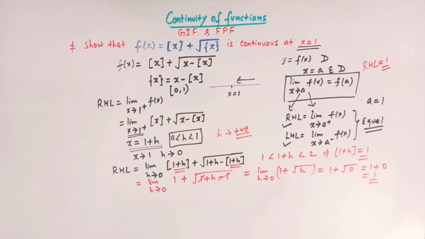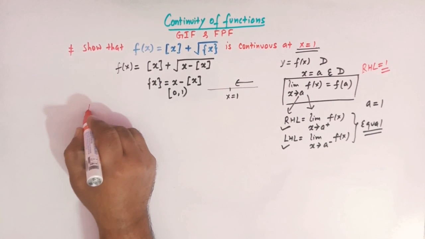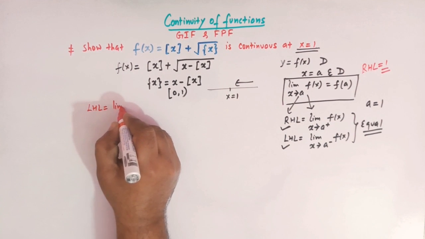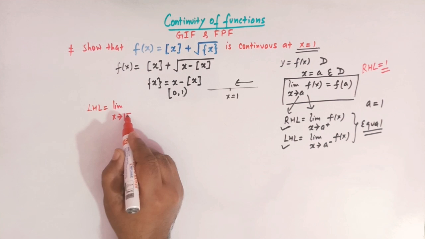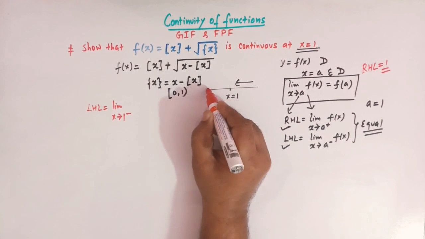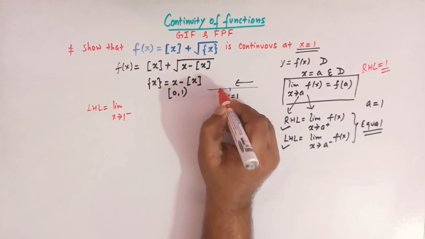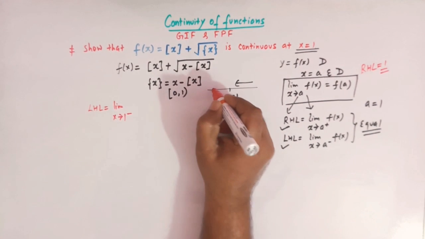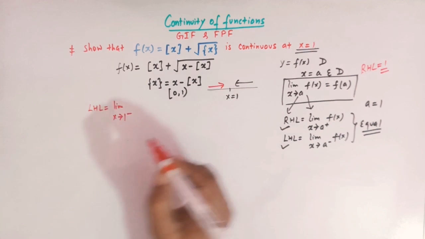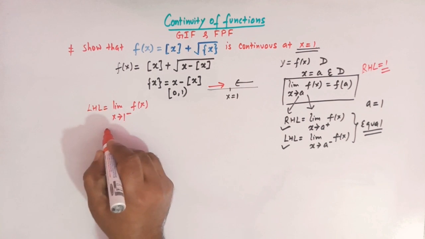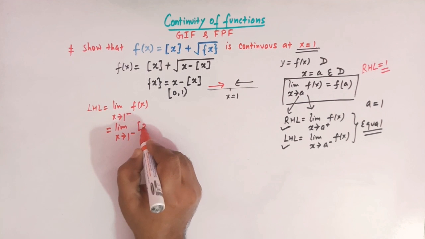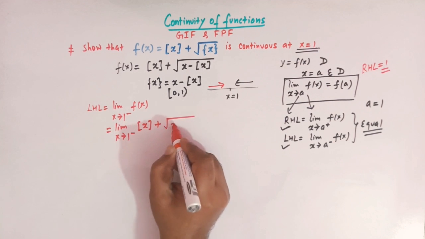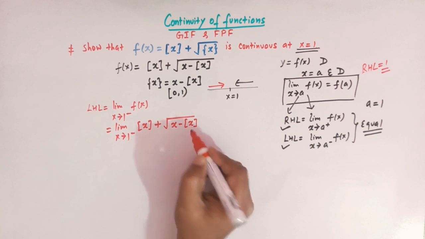So now let us find out the left hand limit. So now the left hand limit can be written as limit x tends to 1 minus, so here we'll have the negative sign. The negative sign shows that we are now approaching towards x is equal to 1 from the left of x is equal to 1, right? So we are approaching from this side. So we have here f of x. Now we can substitute the value of f of x, which is greatest integer of x, plus square root of x minus greatest integer of x, right?